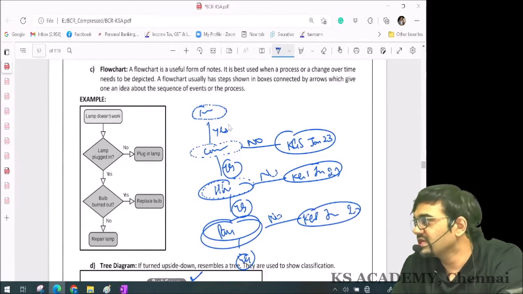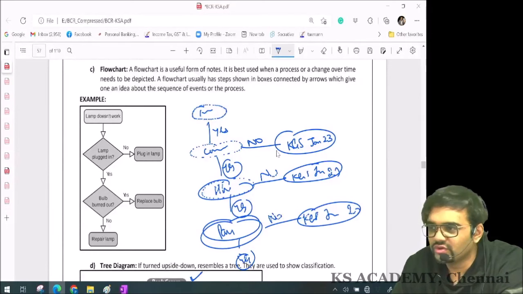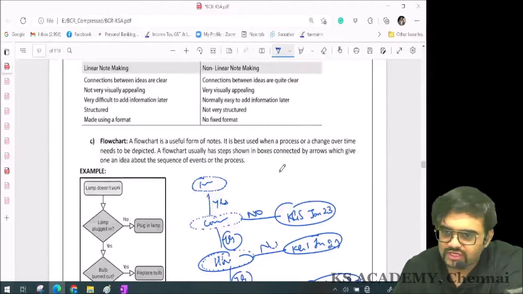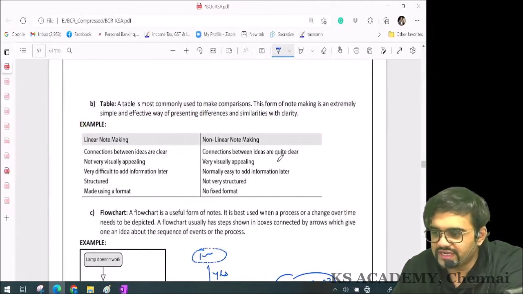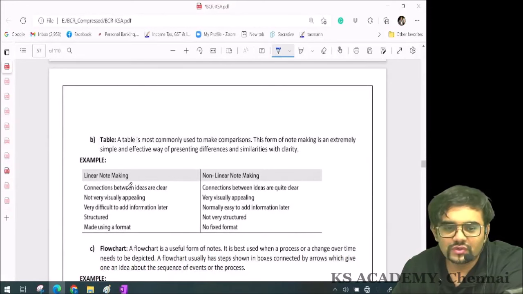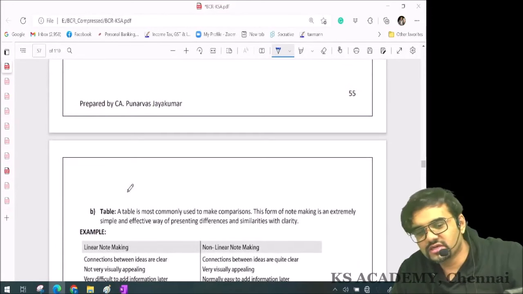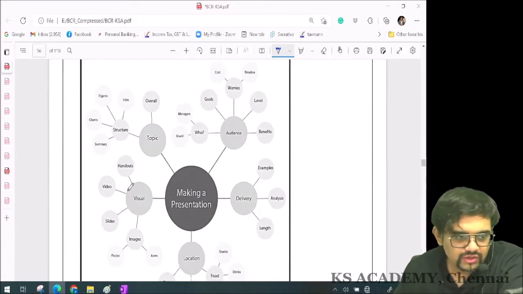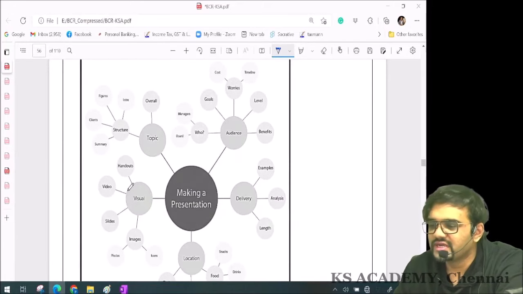For every question there will be a yes and a no. That is the flow chart basis. And we have the table also. Table is easy. It is for making comparisons and yes or no questions. Comparison is there in the tabular format. Very simple. Then presentation, mind map also. All this they'll never ask in the exam. Leave it. But it's okay.